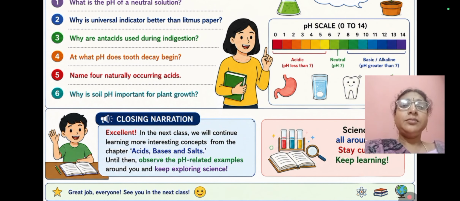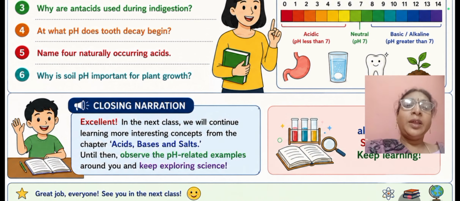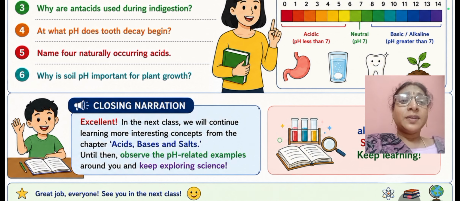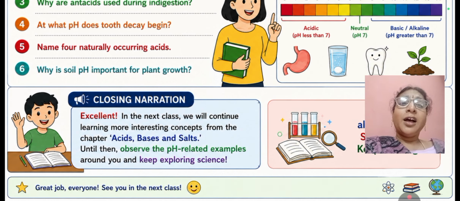Now we have learned a very important topic today. Excellent. In the next class, we will continue learning more interesting concepts from the chapter Acids, Bases and Salts. Until then, observe the pH related examples around you and keep exploring science.